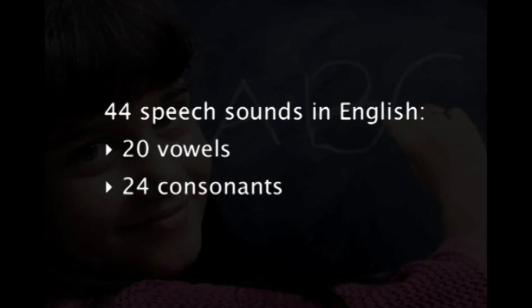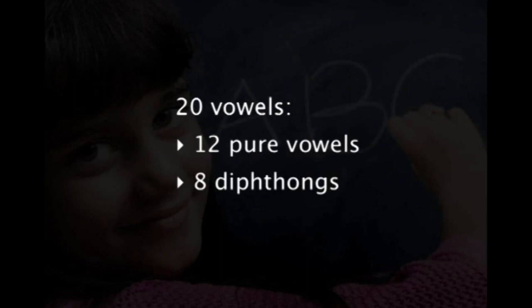Now, let us study the speech sounds in English. There are a total of 44 speech sounds in English, and these speech sounds are categorized in two main categories, that are vowels and consonants. Out of 44 sounds, 20 are vowels and 24 are consonants. Out of 20 vowels, there are two categories: 12 of them are pure vowels and 8 of them are diphthongs.